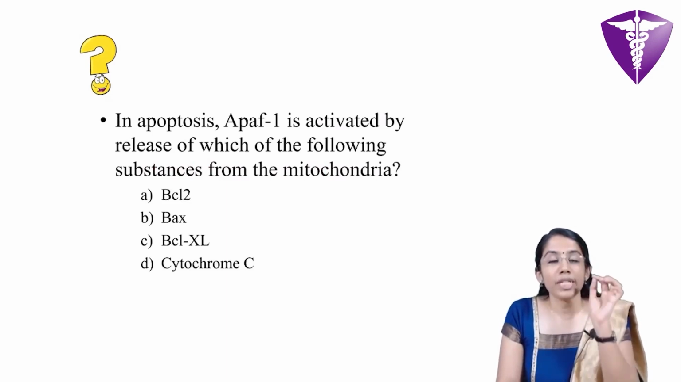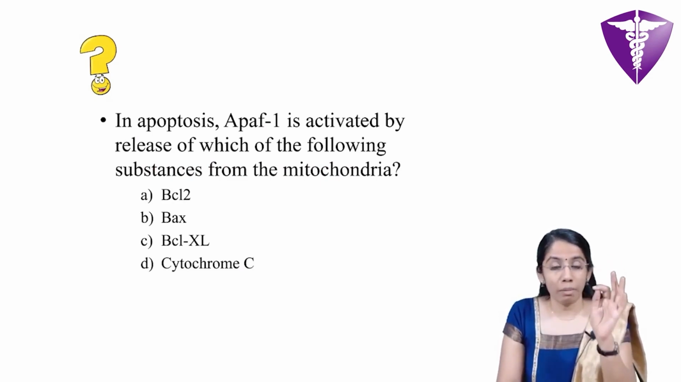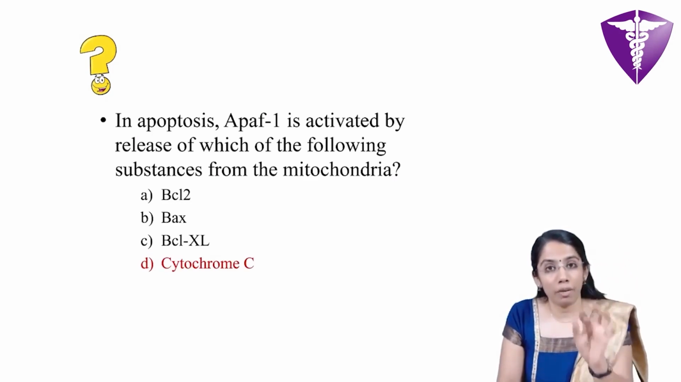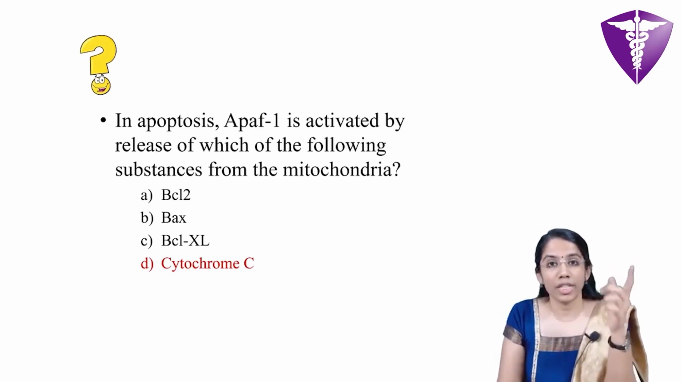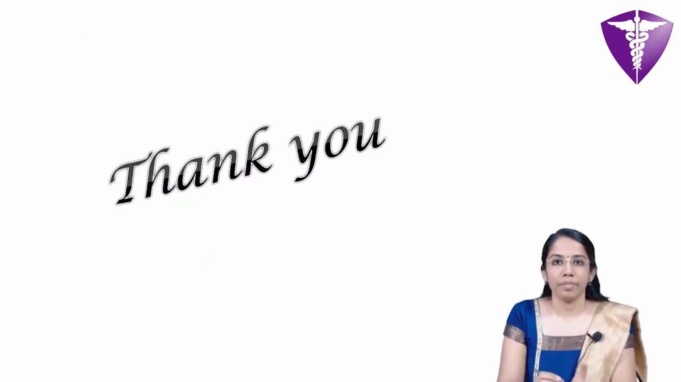And in apoptosis, APAF1 is activated by release of which of the following substances from the mitochondria? So just remember the diagram: it is cytochrome C, which when released into the cytosol binds to APAF1 and forms the apoptosome, which initiates the caspase cascade. Thank you.